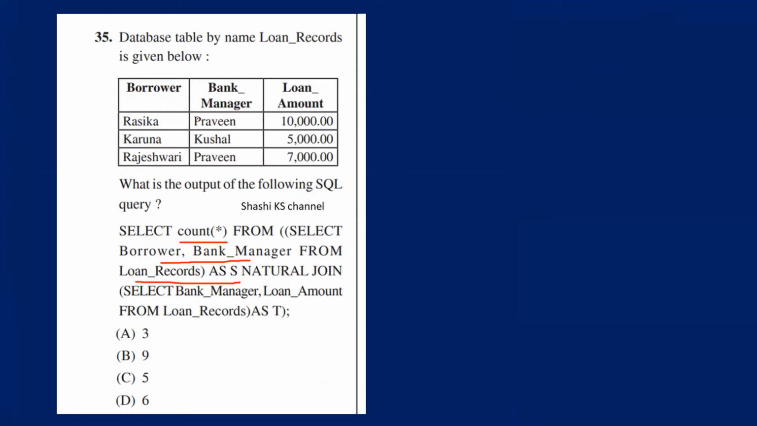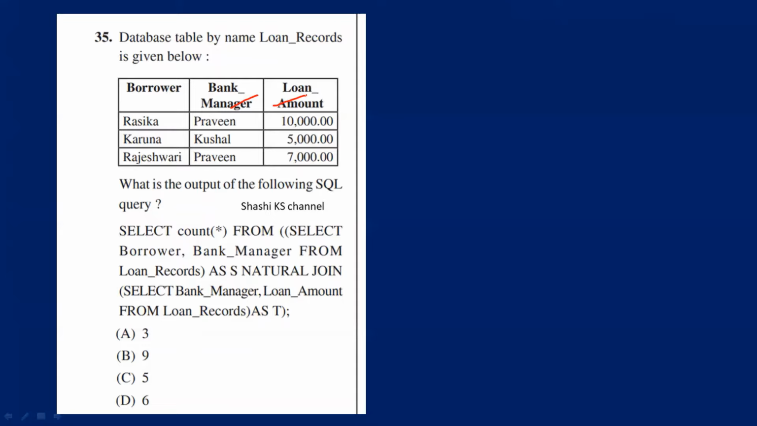S is nothing but it will contain these two columns, borrower and bank manager, with all its fields. And T would be select bank manager comma loan amount from loan records. So bank manager and loan amount would be selected, and those would be the columns in the newly created table T. Then you have to perform a natural join of S and T. So in S you have borrower and bank manager fields. In T you have bank manager and loan amount fields.